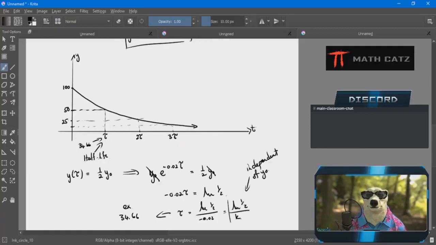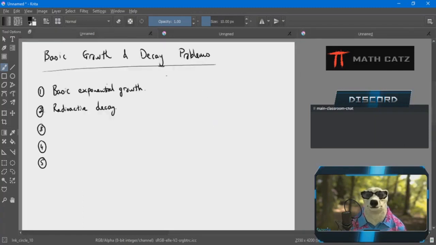So the half-life concept is a key concept in the radioactive decay kind of problems that I list as number 2.